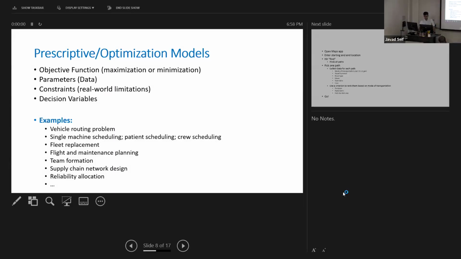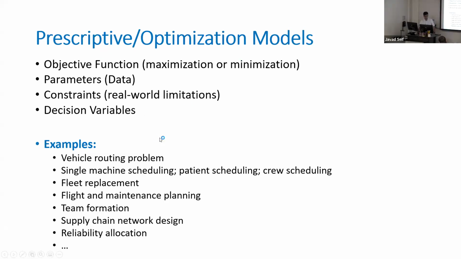Here we're talking about components of an optimization model. Every optimization model has an objective function, maximization or minimization. What was our objective function here? Minimize travel duration, right? Based on that, we pick the path. Every optimization model has some parameters. What were the parameters? Pomona, San Francisco, and also all the data we collected about each path.